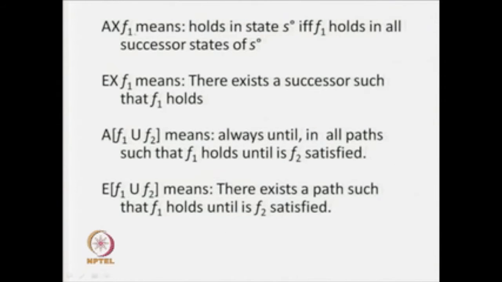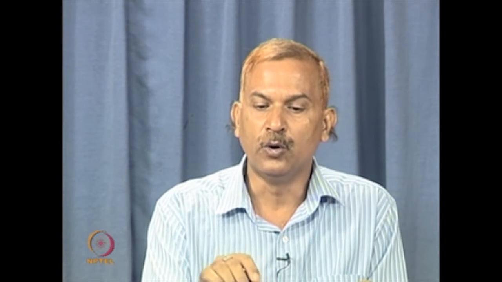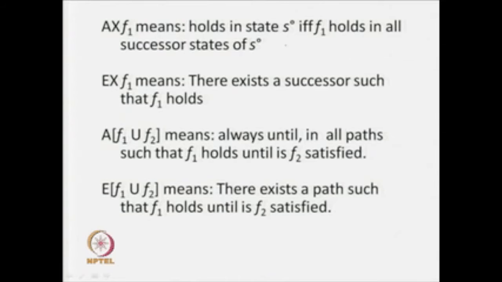One is A X F1. What does it mean? If we look at a particular state, it has several possibilities in the future. In all those possibilities, if F1 holds in the next state, then we will say that A X F1 holds at that particular state. That means, in a particular state A X F1 holds if F1 holds in all possible next states. That is why it says that this holds in a state S0 if F1 holds in all successor states of S0.